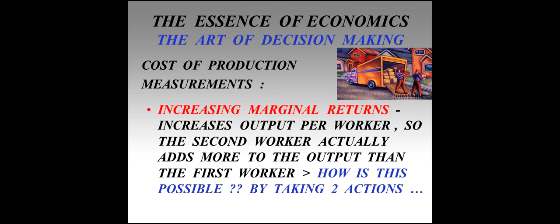If you go back to the chart that we just looked at for the moving company, and you look at the numbers in black, up to when they added 3 workers to do the moving of the boxes and the light furniture, we have a measurement concept that we use to describe that type of condition, and it's called increasing marginal returns. This is where output per worker increases so that the second worker actually adds more to the output than the first worker. Now, this happens as a result of taking 2 actions, and we'll talk about those here now.